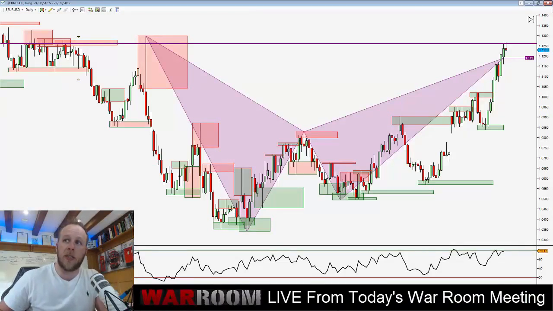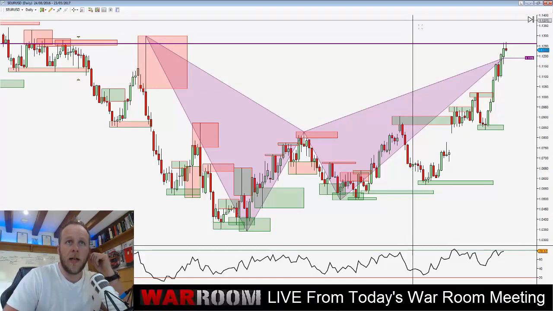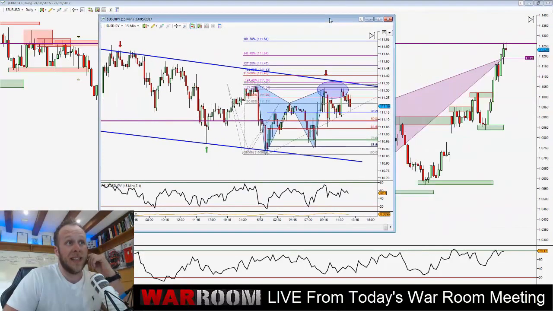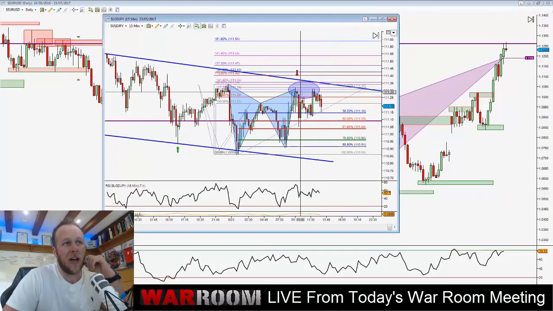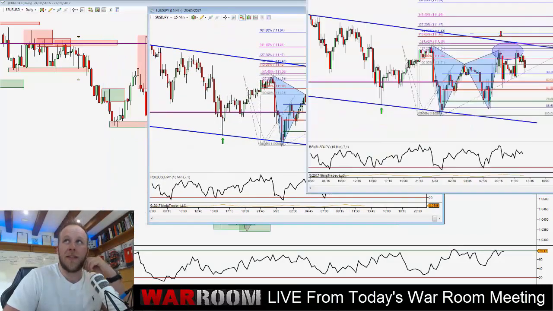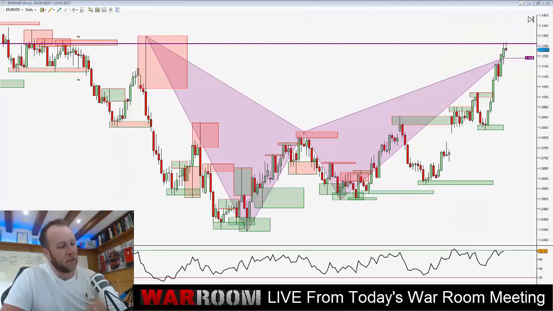We actually took a trade in the London Live Room this morning. I missed the trade on the lower time frames. We had this Gartley pattern on the dollar yen. Very, very quick, pain-free winner. Didn't hit that, missed that. It actually filled just before the room opened, and I wasn't able to get involved. But a couple of things on the radar, both counter trend.